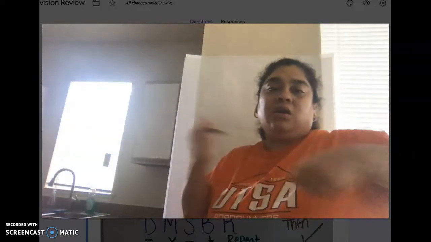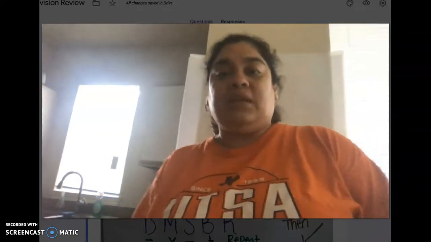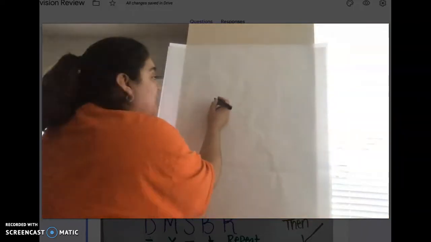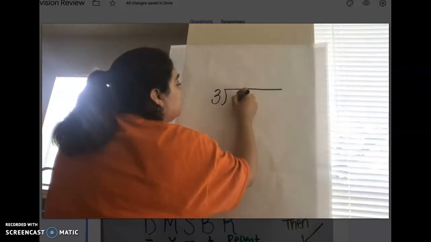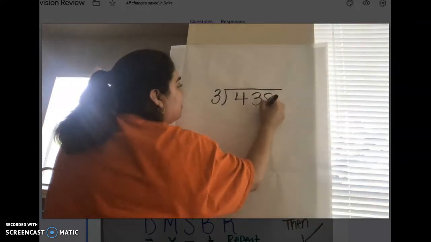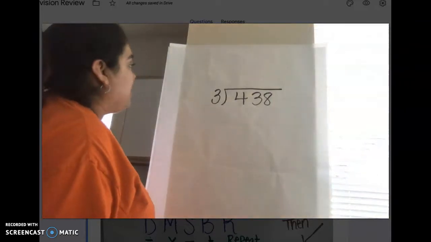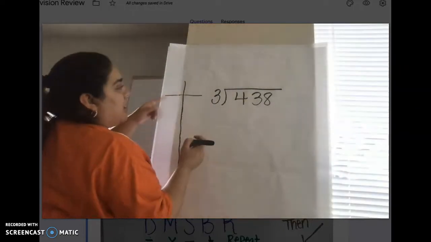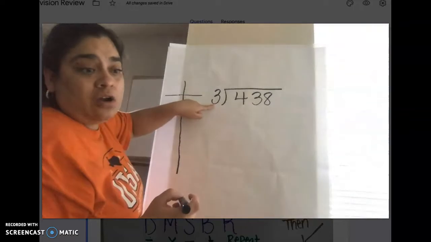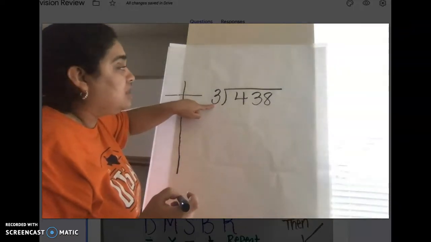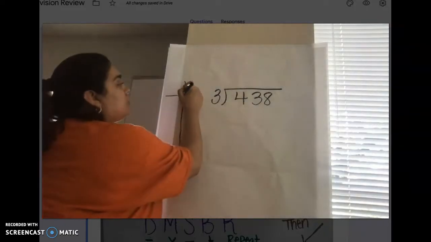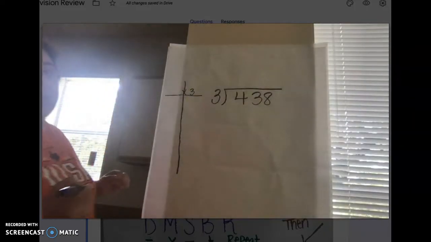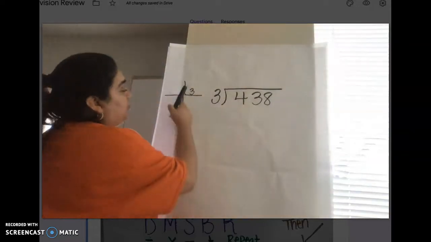So let's divide. When we divide, we always use our tops and bottoms. So the number we're going to divide by is 3, divided into 438. This is the number we're dividing. But we also want to have our tops and bottoms. For your tops and bottoms, the number in your divisor is the number you're going to use. So it's always like this. You're multiplying by 3. So let's start.